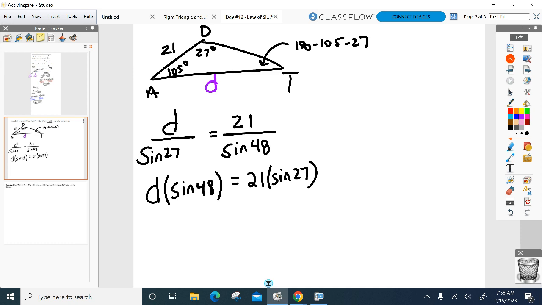And then I want to get D by itself. Divide sine 48 by what 21 is. There you go. Good.